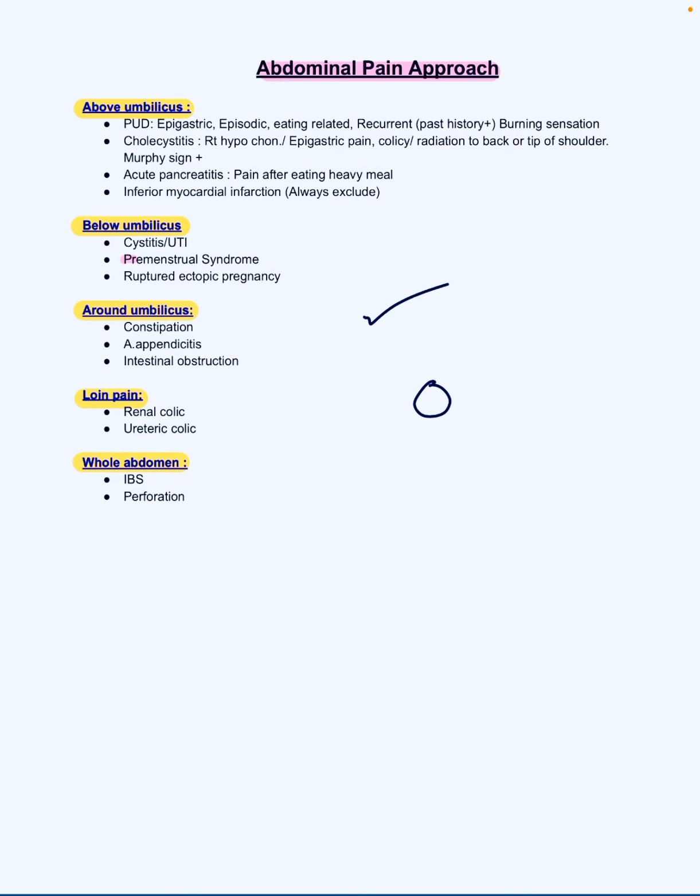Below umbilicus, it may be due to cystitis or lower UTI, premenstrual syndrome, and ruptured ectopic pregnancy, that is CPR: cystitis, premenstrual syndrome, and ruptured ectopic pregnancy. Around umbilicus, it is commonly early appendicitis, constipation, and intestinal obstruction. Loin pain is due to renal or ureteric colic, and in case of whole abdomen, it may be due to IBS or perforation.